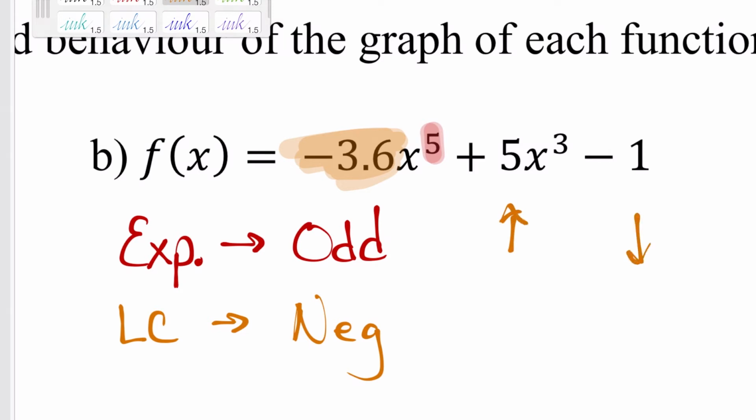So my right hand, your leading coefficient tells you what direction that right hand is going to be going. The exponent tells you what the left one is going to do. So either it's odd and it's going to be going the opposite direction as the right hand, or it's even and it's going to be going the same direction as the right hand. So since we've got negative, this is up to down.